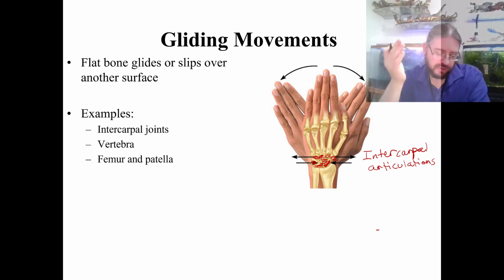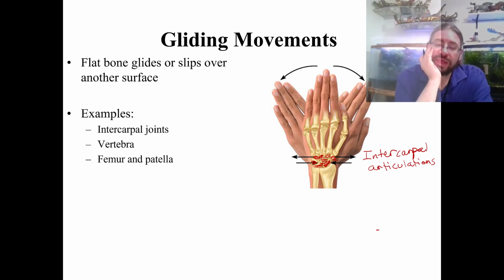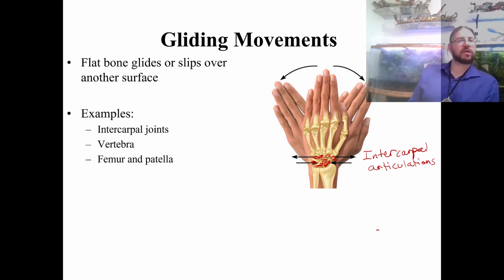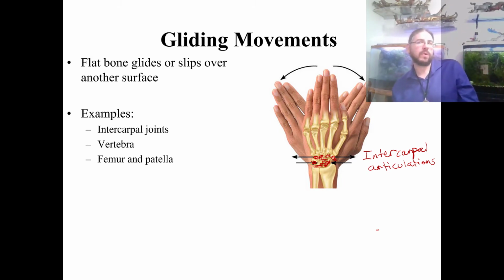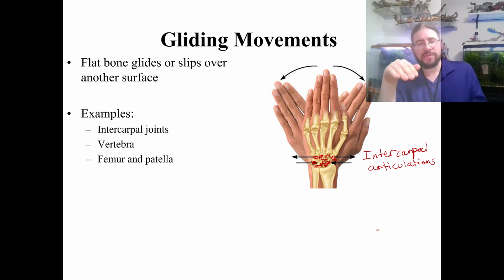So intercarpal joints, the vertebra, right? So if you go, oh, what's over there? Wait, I think I heard it over here. Oh, I'm gonna take a peek over there. Oh, I am gliding my vertebra. So not too terrible. Then we have the joint between the femur and the patella.